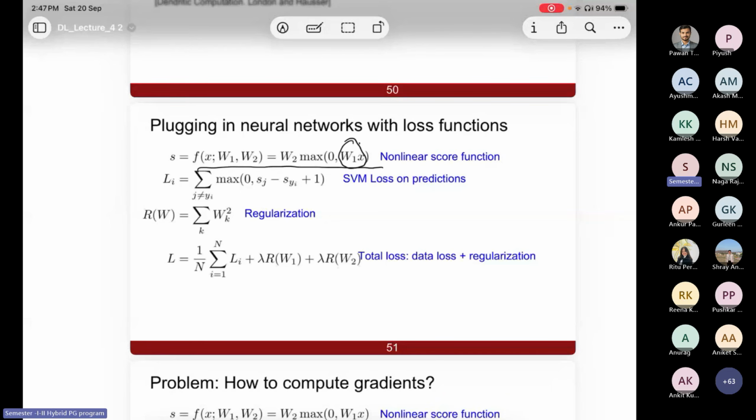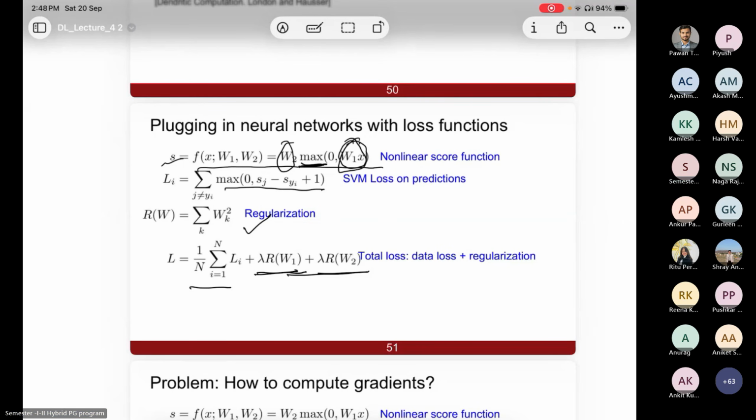So this is W1 into X, and then you apply max, like an activation function, again apply W2, and get the score. Then using the score, you can find the SVM loss or maybe any type of loss function here. This is your data loss. In a similar manner, you can find the regularization loss. Suppose you have only W1 and W2, then you have to apply regularization loss on W1 and W2. This is your data loss, and these two are your regularization loss.